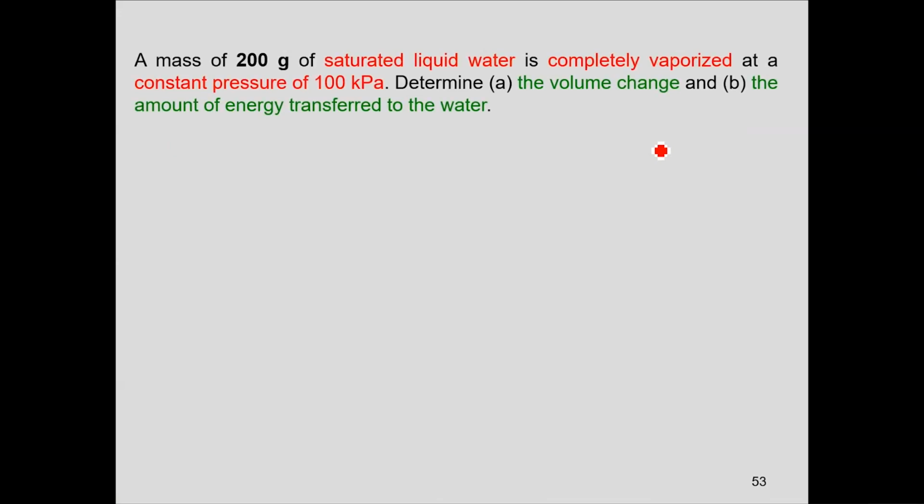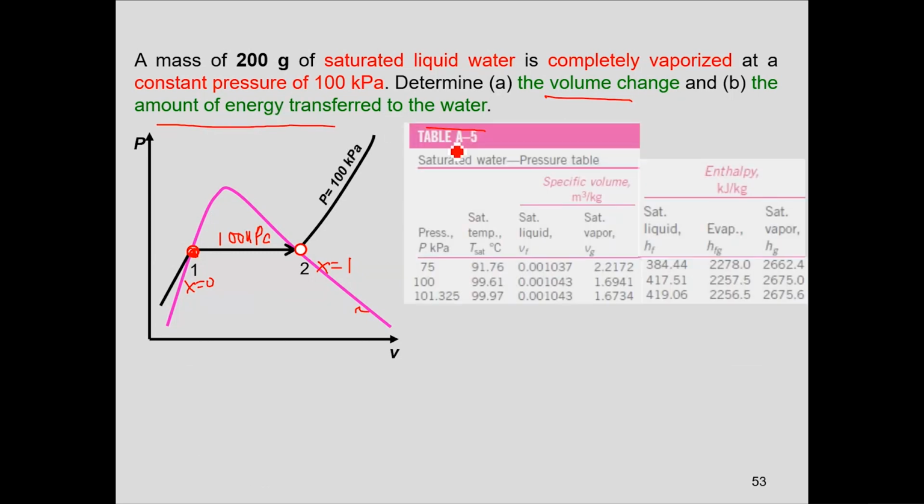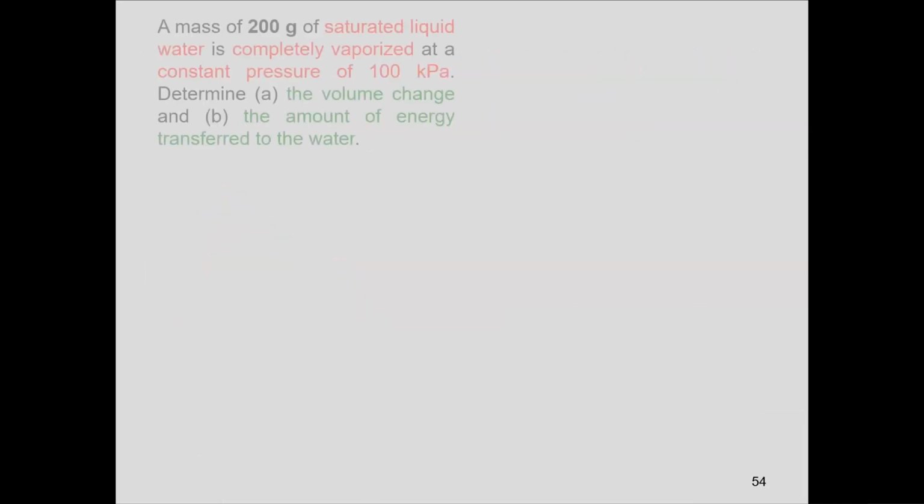Moving on, you had another example in which it was said that the saturated liquid water is completely vaporized at 100 kilopascal. So you knew that your pressure is 100 kilopascal. Your state 1 is x equals 0. Your state 2 is x equals 1. You have to determine the volume change and the amount of energy transferred to water. In order to do so, this is the solution that we did from the tables.